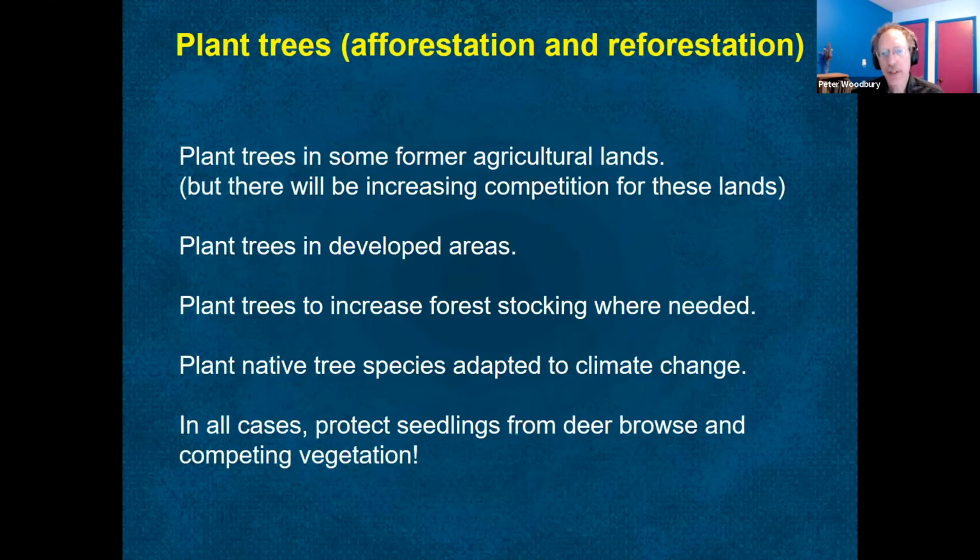So there are many places we can plant trees, and I just want to briefly mention a few of them and then focus back on these former agricultural lands. We could plant trees in former agricultural lands. And as we're talking about today, there is competition for these lands. We could also plant more trees in developed urban and suburban areas. That can have a lot of benefits. It's also an expensive proposition. And I'm not going to be focusing on that today.